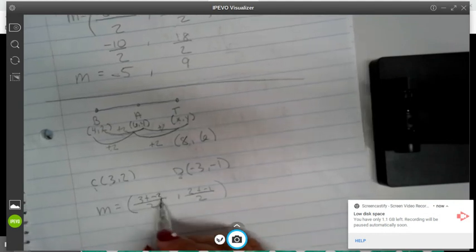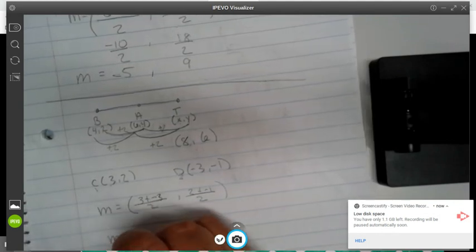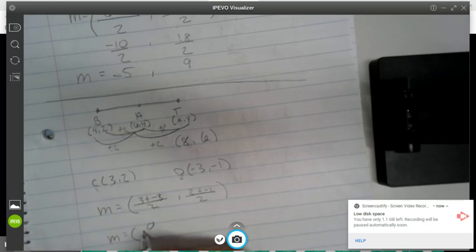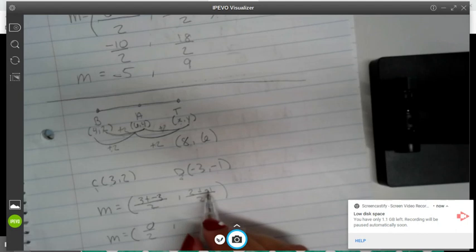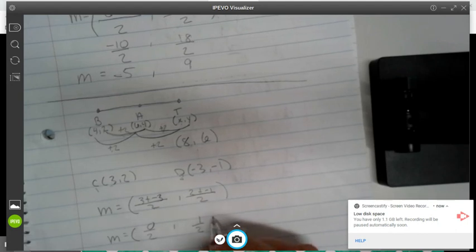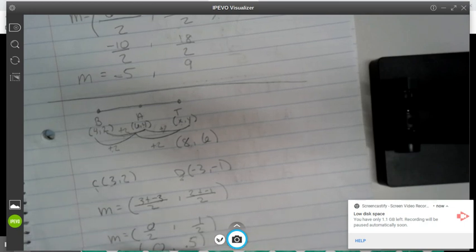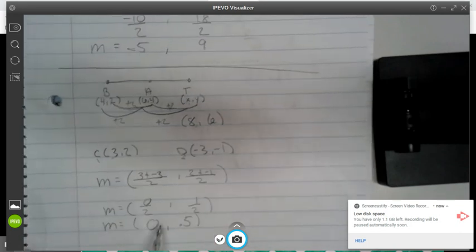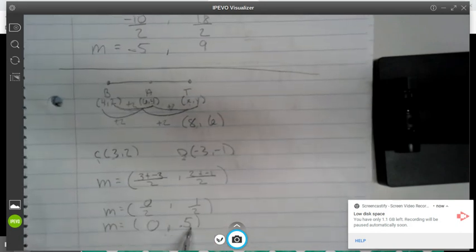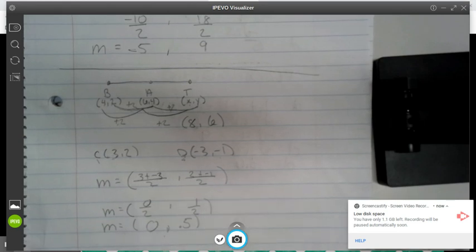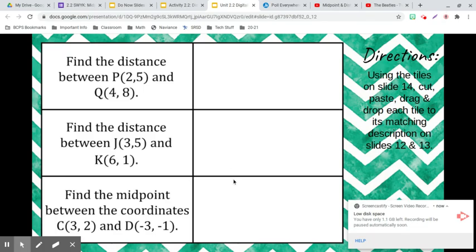Now that we have everything filled in, we're just going to solve through. So M equals 3 plus -3 is 0. 2 plus -1 is 1. 0 divided by 2 is 0, and 1 divided by 2 is 0.5. So the midpoint for these 2 points right here is 0, comma, 0.5. That's going to be your midpoint. So now that we've got 2 of those examples done, I want you to finish working through those.